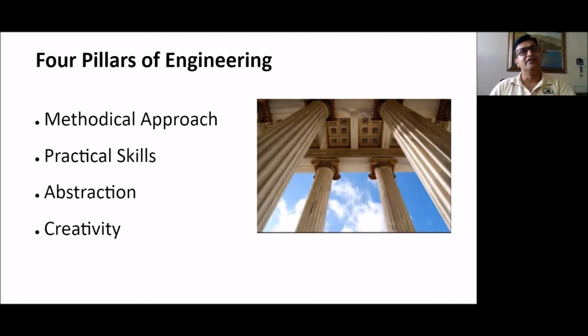And then creativity. As I said, engineers are creative, right? Engineers created most of the world we see today. In the natural world, we didn't have a house, we didn't have a car, we didn't have clothes, we didn't have anything. We created all these. So creativity is extremely important in engineering. So those are the 4 pillars of engineering.